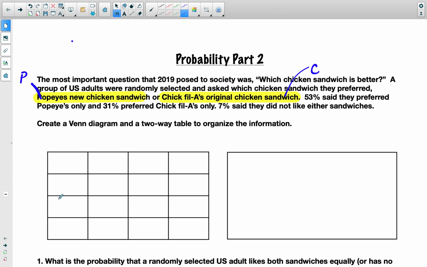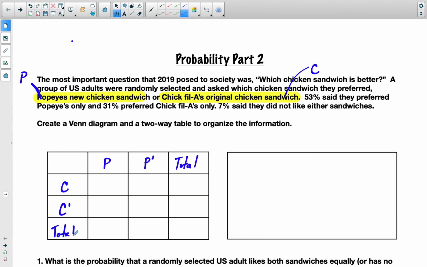I'm going to do Chick-fil-A as my row variable. So people can respond that they prefer Chick-fil-A or they do not prefer Chick-fil-A, which I'm going to call C prime. That's the complement. And then the column variable, I'm going to do Popeyes. They can either prefer Popeyes or they do not prefer Popeyes. I'm going to put some totals in here for my marginal values.